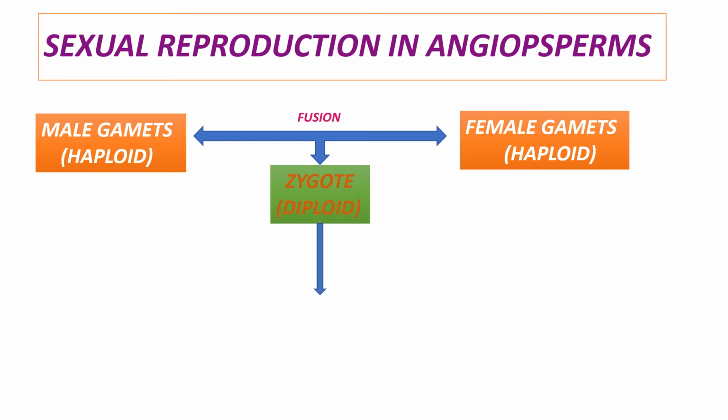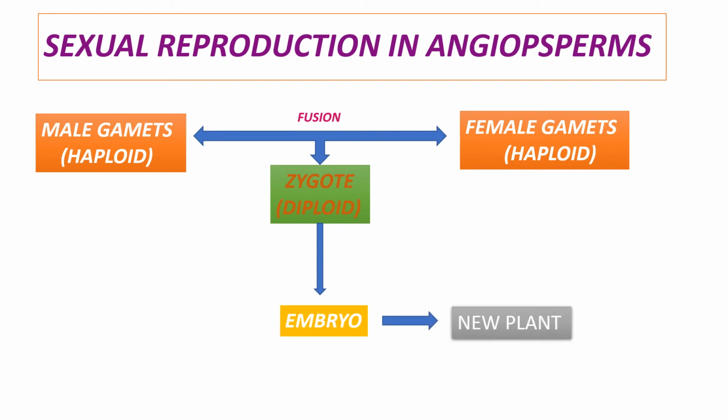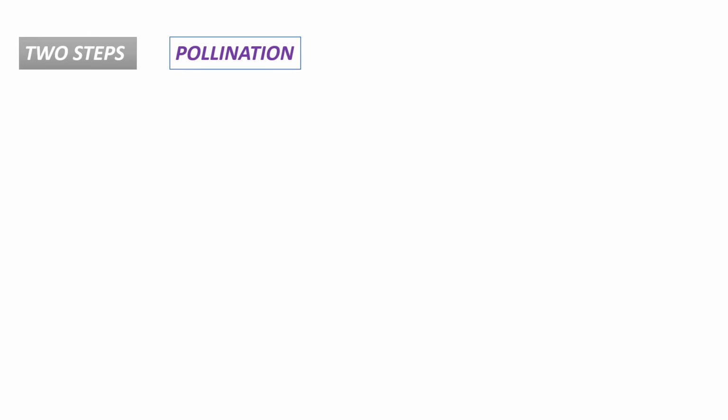This zygote undergoes a series of divisions and stages to form an embryo. This embryo in the later stages will develop into a new plant. This is the process of reproduction. In the further video, we are going to learn this process in detail. Reproduction takes place in two steps. The first step is pollination and the second step is fertilization.